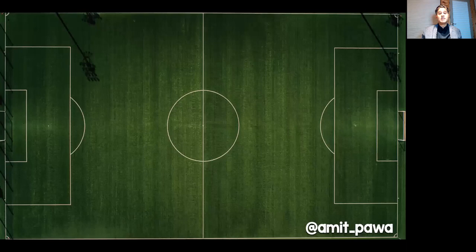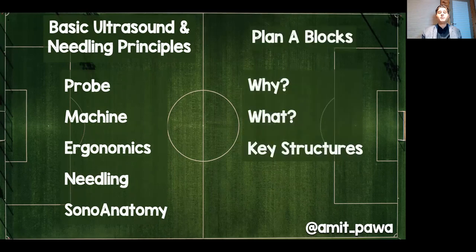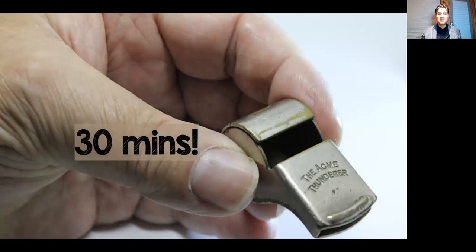So I guess my talk is a little bit like a football game in that it's in two halves. In the first half, I'm going to be talking about basic ultrasound and needling principles. I'll be focusing on the probe, the machine, ergonomics, needling, and sonoanatomy. And in the second half, I'll be talking about Plan A blocks. So why did we come up with the concept of Plan A blocks? What are the blocks? And talking about some of those key structures. Now, I only have 30 minutes, so let's get cracking.